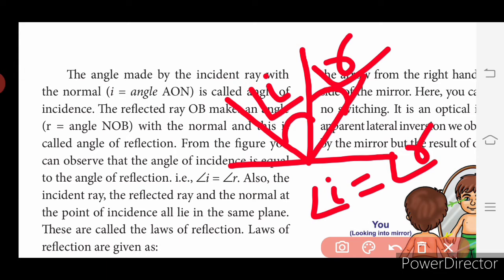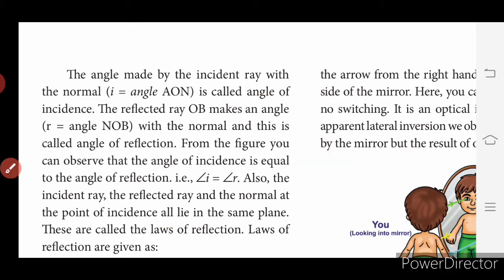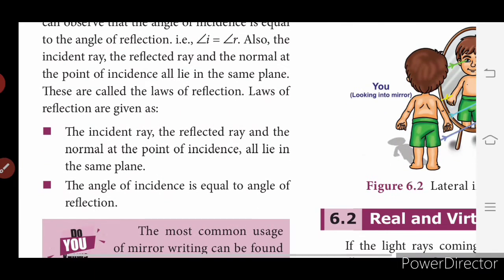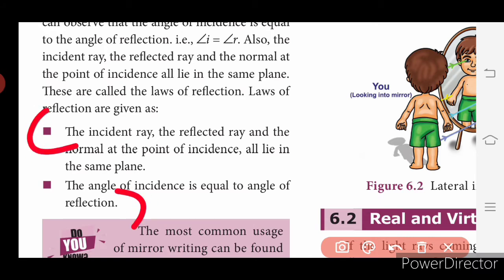And also the incident ray, the reflected ray and the normal at the point of incidence all lie in the same plane, that is, at the point O. So these are called the laws of reflection. You have only two laws. So what are the laws? It is a 2 mark question. The incident ray, the reflected ray and the normal at the point of incidence all lie in the same plane. And the second point is the angle of incidence is equal to the angle of reflection.